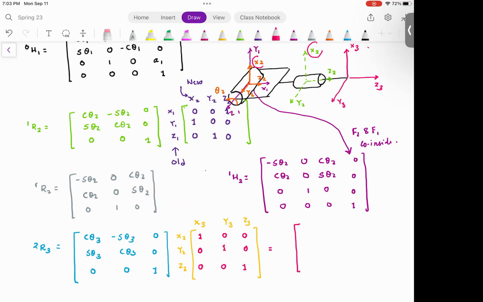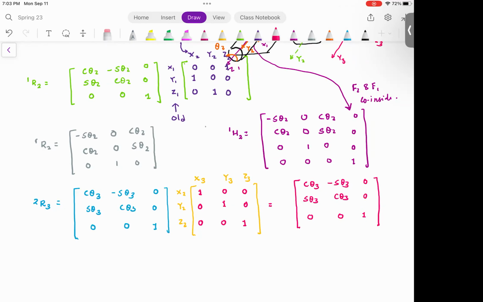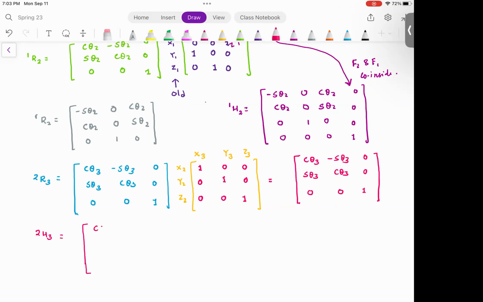And now I have the same matrix: cosine theta 3, minus sine theta 3, sine theta 3, cosine theta 3, 0, 0, 0, 0, 1. Last part is I want to add the homogeneous transformation 2H3. For 2H3, I would say cosine theta 3, minus sine theta 3, 0, sine theta 3, cosine theta 3, 0, 0, 0, 1, 0, 0, 0, 1.